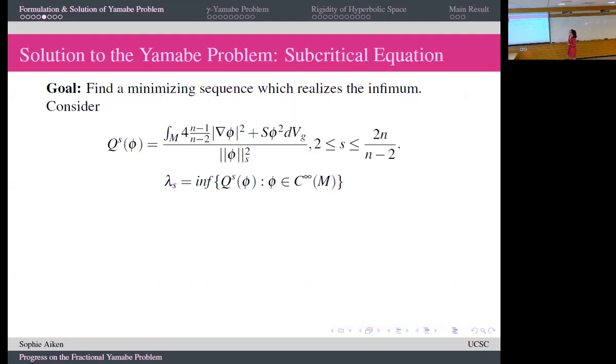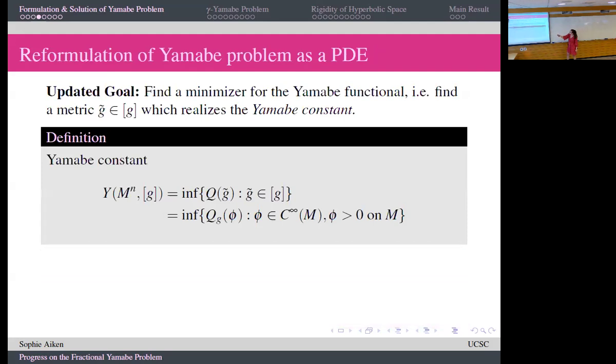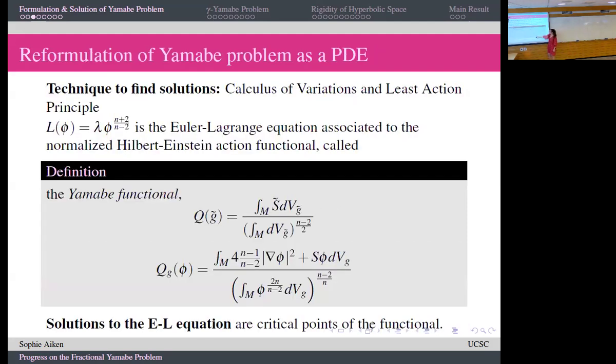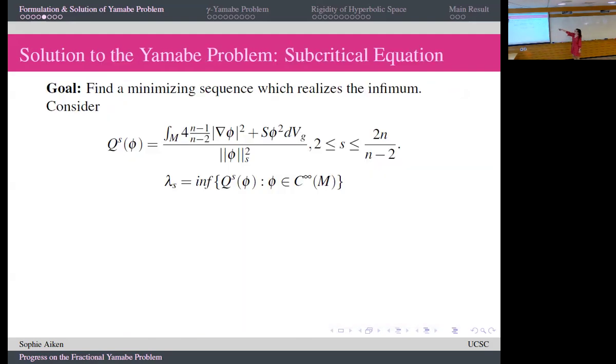Going through the steps of the original solution to this problem, the goal of what Yamabe tried to do was to find a minimizing sequence which will realize this infimum. You can see here that we're changing the norm in our denominator, where in the original Yamabe functional we have this norm with the power 2n over n minus 2. But we're going to allow subcritical powers to create this sequence.